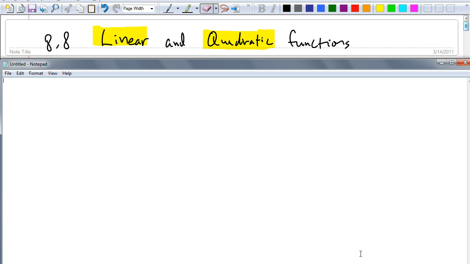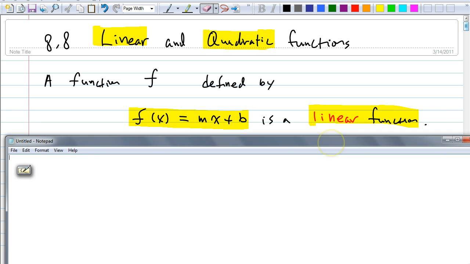So last time we learned every line is a function except what kind of line? A vertical line. And what does this function look like? Excellent. f of x equals mx plus b. You guys remember this? So this is our linear function. So f of x equals mx plus b.